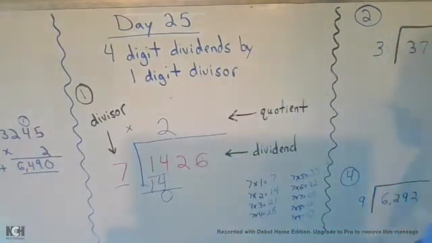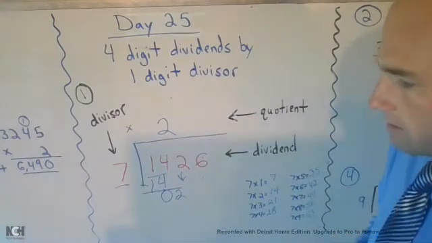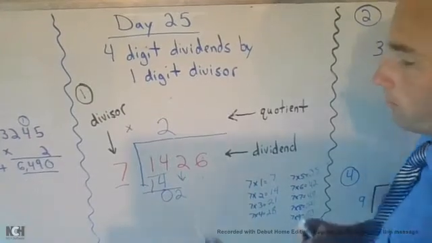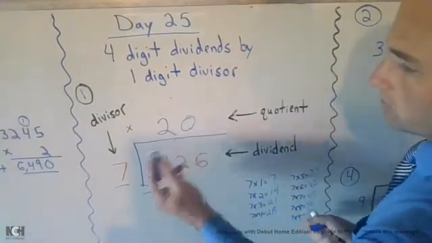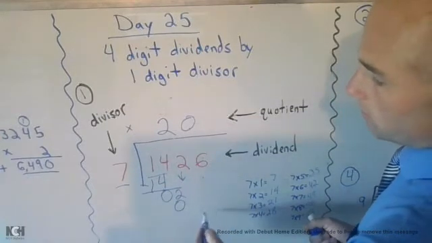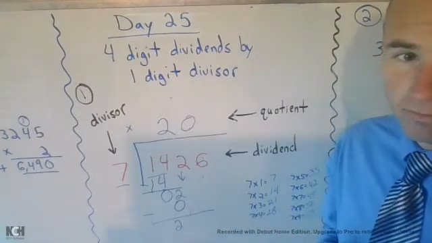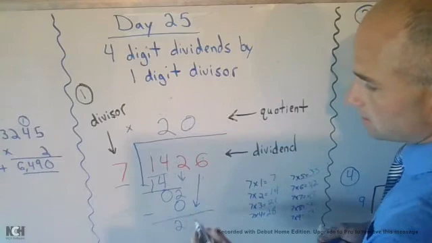Now we're going to bring down that 2. Well, wait a second. 7 can't go into 2. You're right. So if it can't go into 2, it means it goes in 0 times. So 0 times 7 gives you a 0, sorry. You subtract, and now you get 2. Now I'm going to bring down my 6.